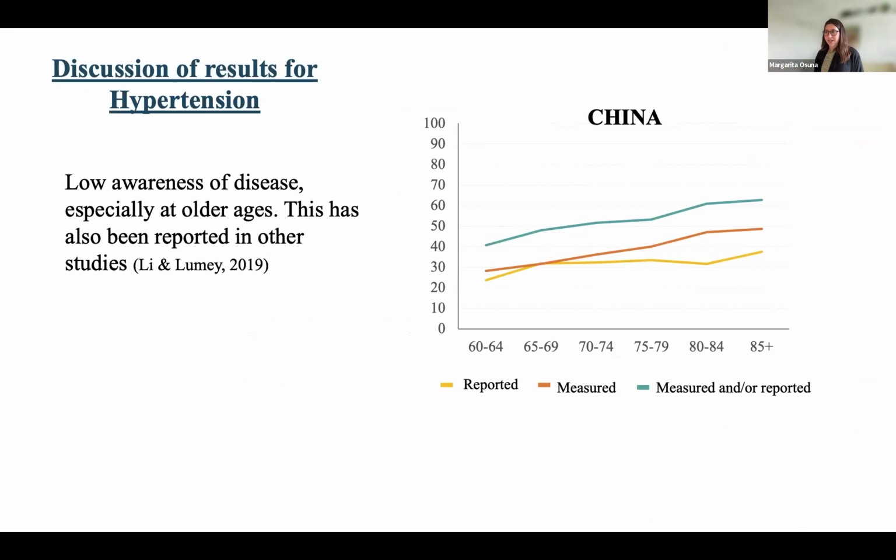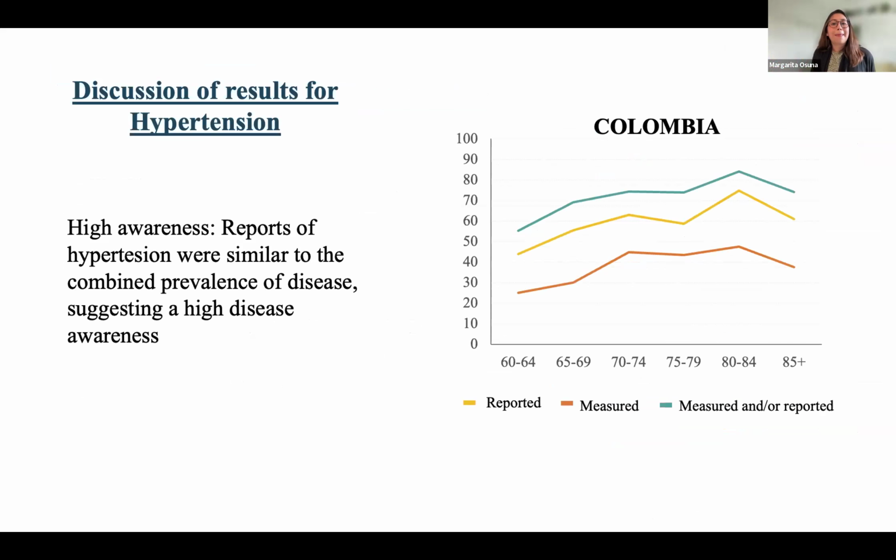When we looked at China, we realized that these results show us there's low awareness of disease, particularly at older ages, and other studies have reported the same. And in Colombia, it's kind of the opposite story: there's a high awareness of disease, and here you can see most people reported that they had hypertension.